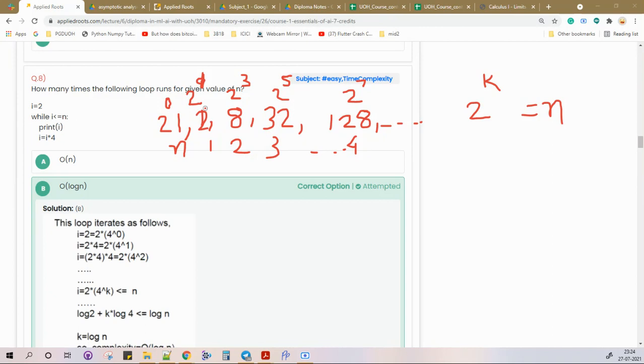There is some problem here. I am not able to get the correct answer. There is some problem in this approach. But at last I will have 2 to the power k, with exponents 1, 3, 5, 7, 9. That is nothing but the odd numbers. How to represent an odd number? 2k minus 1, and that is order of k. So if I compare 2 to the power k with n and take log on both sides, then k is nothing but log n. So that is order of log n, correct?